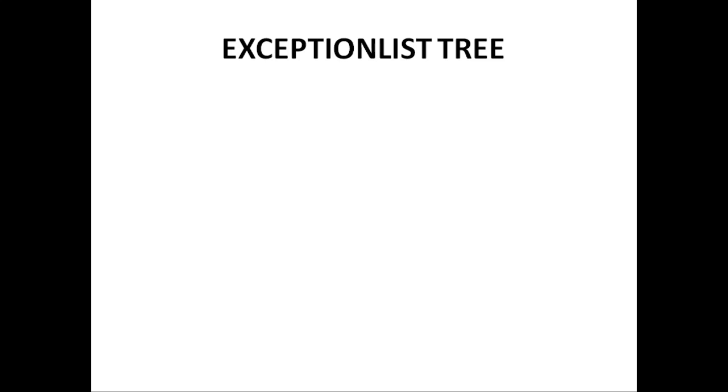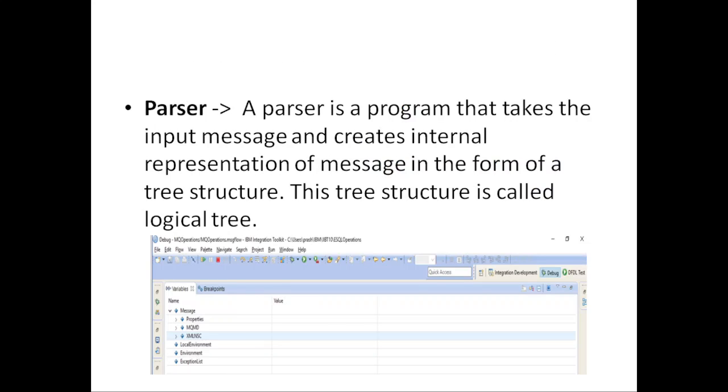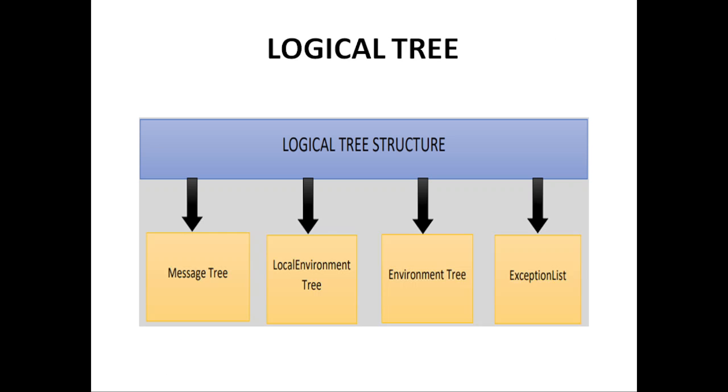Again, before going to the debugging mode and writing the code, let me brief all this in a systematic manner. The logical tree will be created once someone sends a message, and the parser will generate a tree and a structure. This is called a logical tree. Inside the logical tree, we have the message tree, local environment tree, environment tree, and exception list tree.